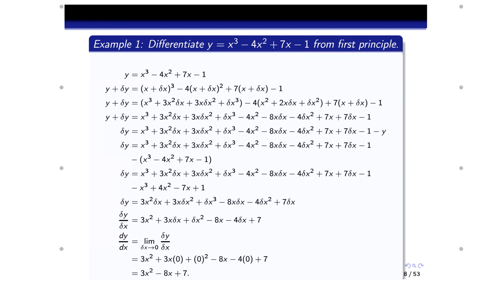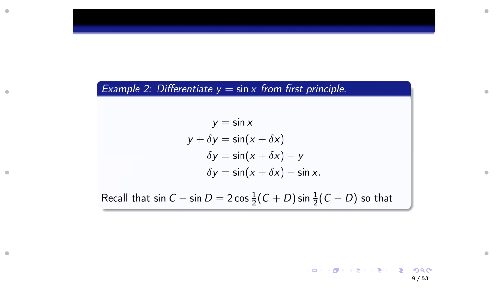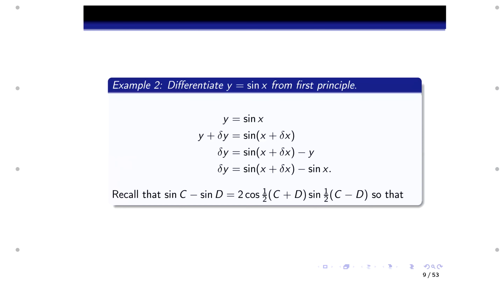So let's go to trig. You've been told that when you differentiate sine x, you get cos x. But the question is how? So this is how we get to prove that also, using the idea of first principle. So differentiate y equals sine x from first principle. Here we are going to have a combination of ideas from logarithm, trigonometry, and all that.